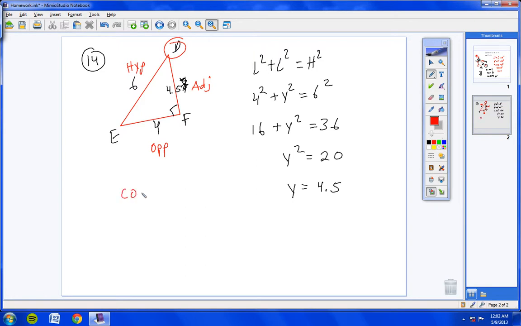I'm going to use cosine this time to show you it doesn't matter. So the cosine of angle D equals what? Adjacent over hypotenuse. So the cosine of angle D equals adjacent, which is 4.5, over your hypotenuse, which is 6. Now, we're missing the angle, so this is when you use your inverse button. So inverse cosine, parentheses, 4.5 divided by 6. So let's see what we come up with here. 41.4, so 41 degrees. So angle D right here is 41 degrees.